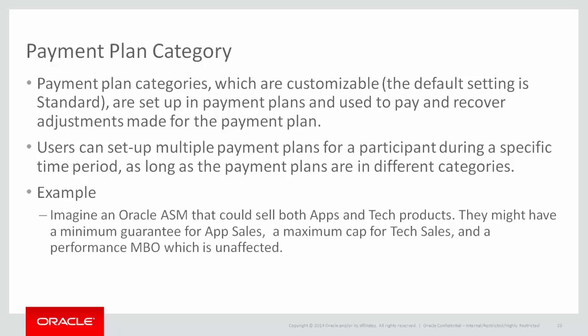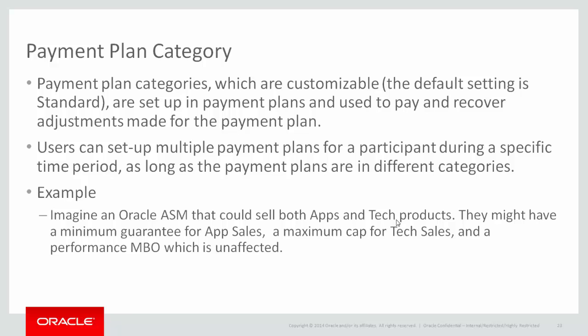So let's say that this application salesperson can sell both applications as well as technology. Maybe they're selling the Oracle Cloud applications, maybe the EBS applications. That all falls within their applications plan component, as well as on the tech side, maybe they're selling middleware or Exadata or hardware or database apps.